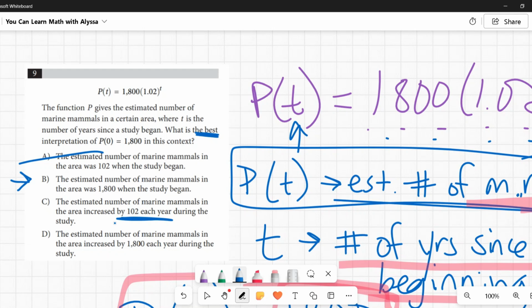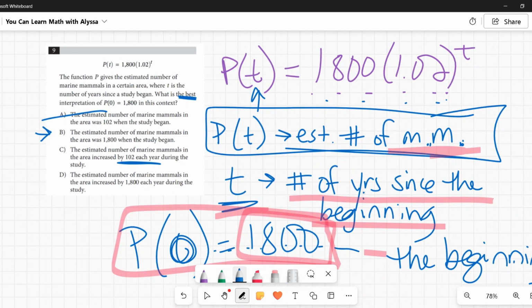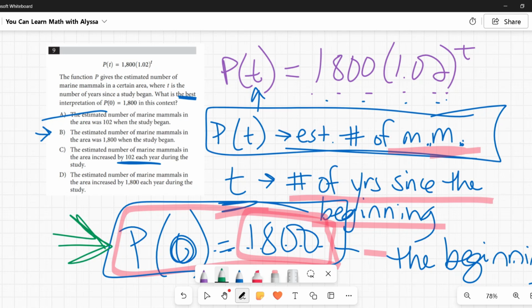Even if they said increased by 102 the first year or the second year or something like that, you wouldn't have to do the math to determine whether that was right, because they weren't asking, is it true that it increased by 102 in a given year or each year? The question is, what does this mean? This equation, P of 0 equals 1800, has no relationship whatsoever to a yearly increase.